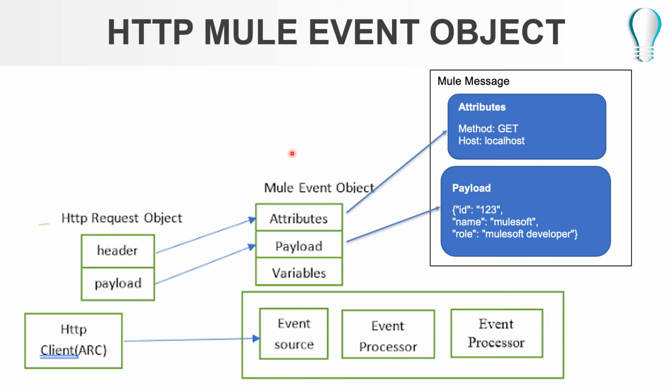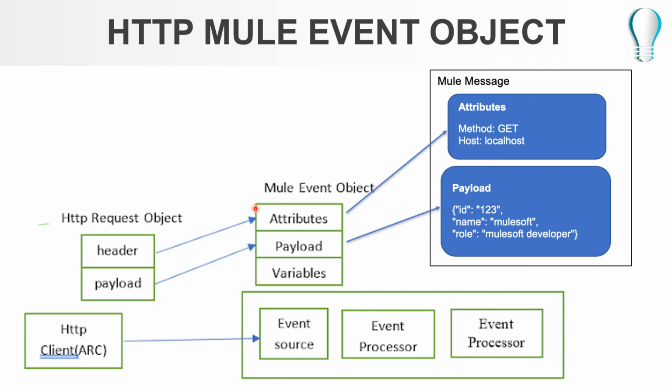In this Mule event object, you do not have variables. In attributes, you can have all the method, host details or query parameters, URL parameters, and in payload, you can actually have your data which needs to be processed. But in ARC client or Postman, you never see that you can pass variables, right?